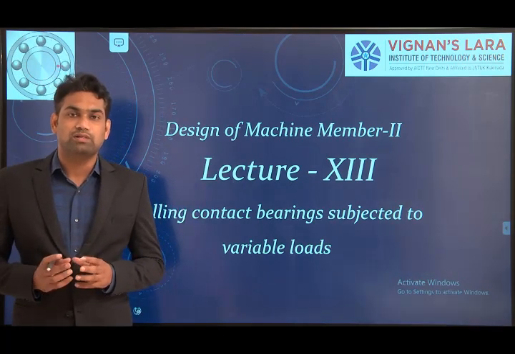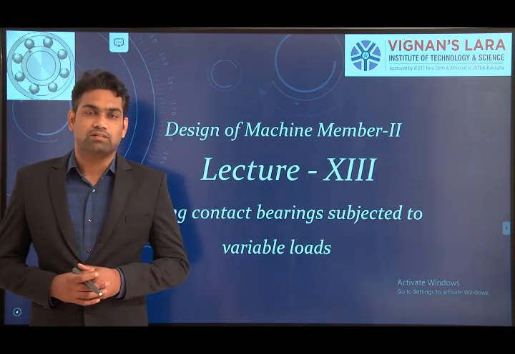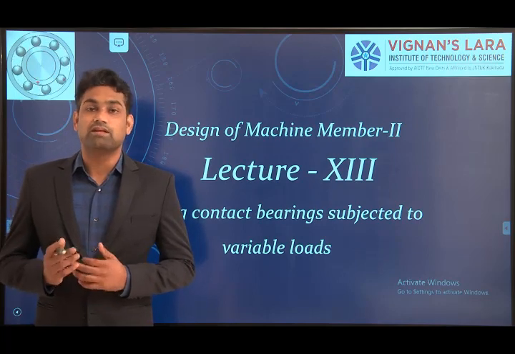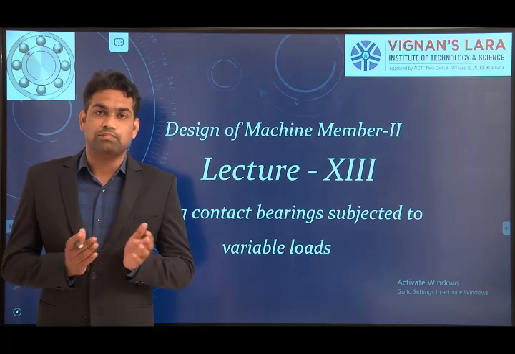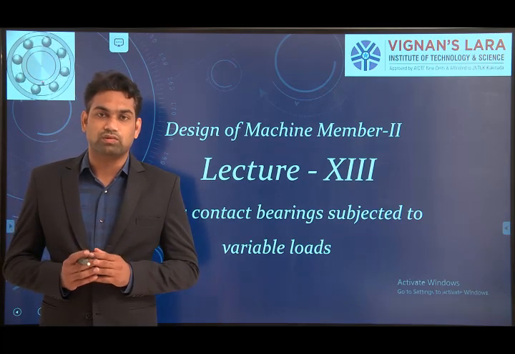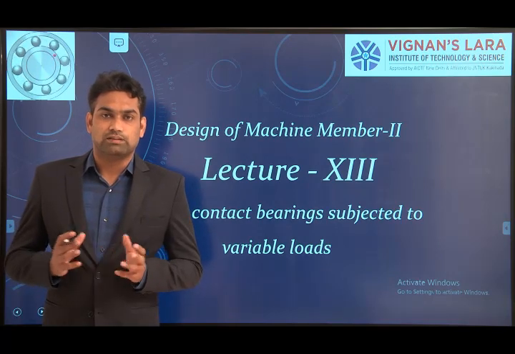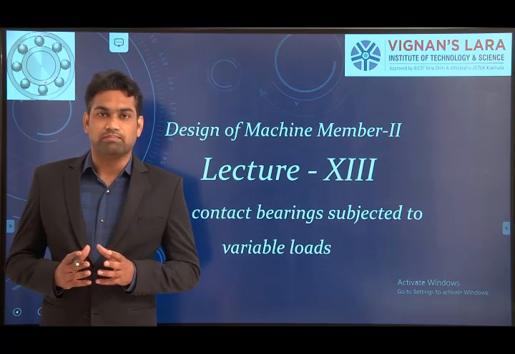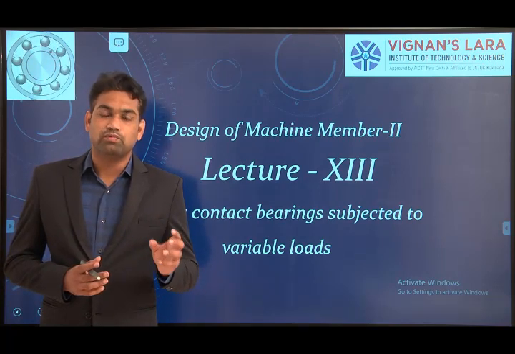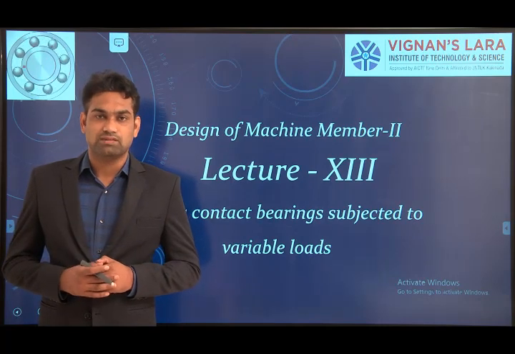But in actual practical applications, 90% of bearings or machine components are subjected to fluctuating loads, that is, variable loads. As I stated in the previous case, the magnitude of load, for example 10 kilonewtons, acts on the component for a period of some 10 seconds, which is a steady time. But if for each second the load magnitude varies, the type of load is a fluctuating load, or we may also call it a variable load.